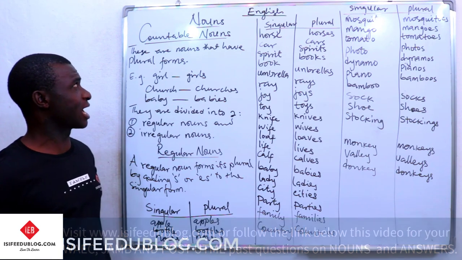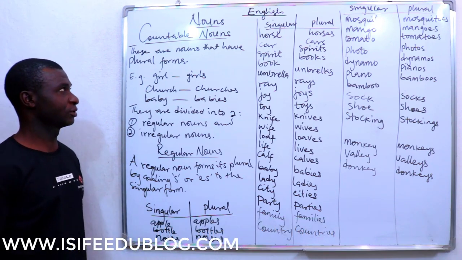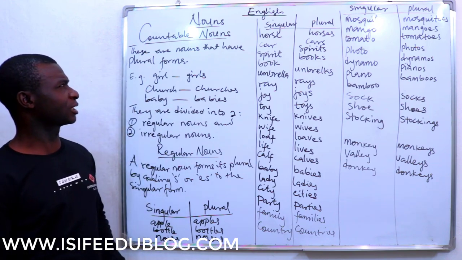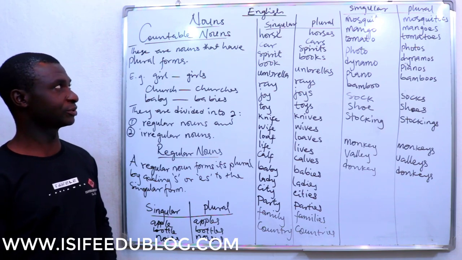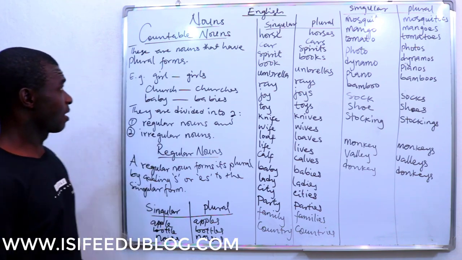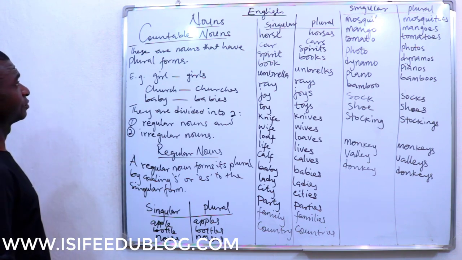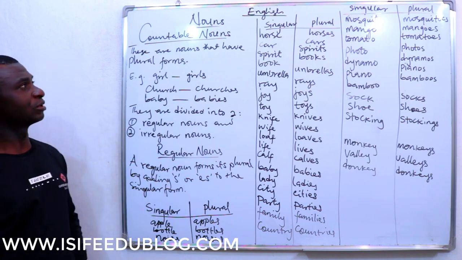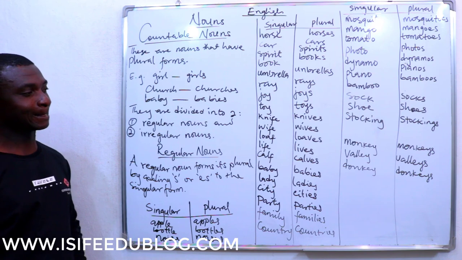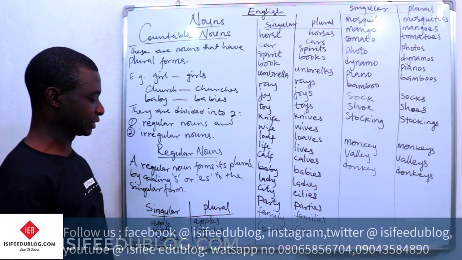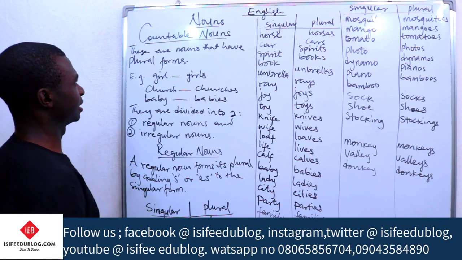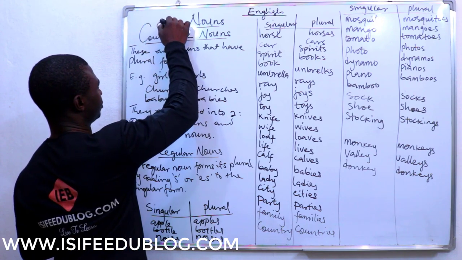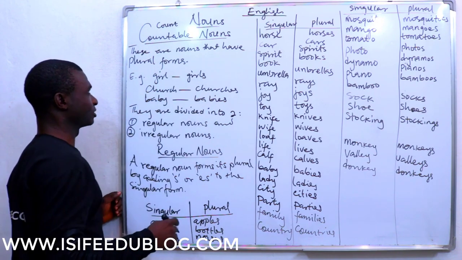We're still working on nouns, a continuation of our first lesson, and we shall be looking at countable nouns. Countable nouns are also called count nouns. I did say I would explain when I listed the nouns and labeled the countable and uncountable nouns as count, that is C-O-U-N-T, and uncount nouns.